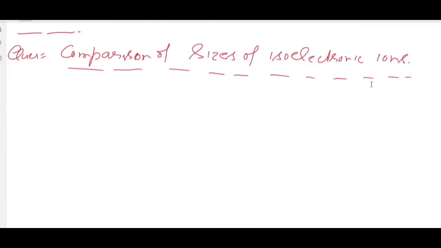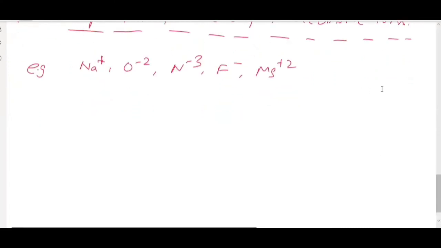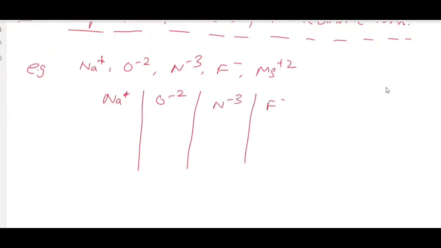So whenever we have to compare the size of isoelectronic ions, then what will we see? For example, I am explaining with one example. Na positive, O-2, N-3, F negative, Mg+2. Suppose we are having these ions and we have to compare the size of these ions. So आप देखिए Na+, O-2, N-3, F negative, and Mg+2.